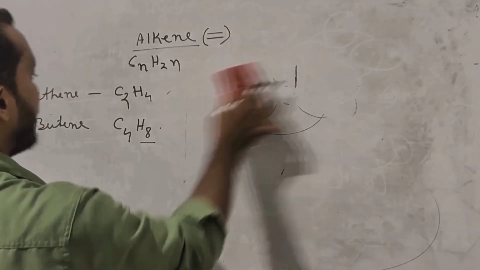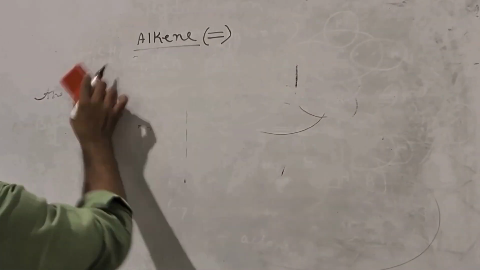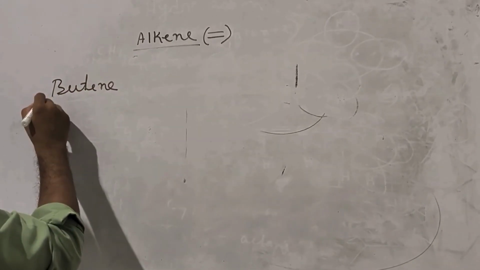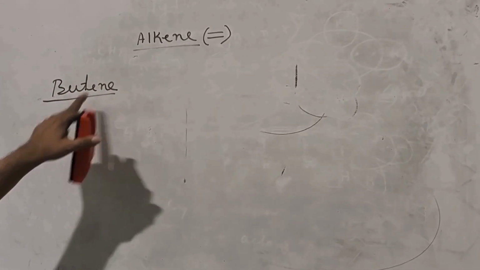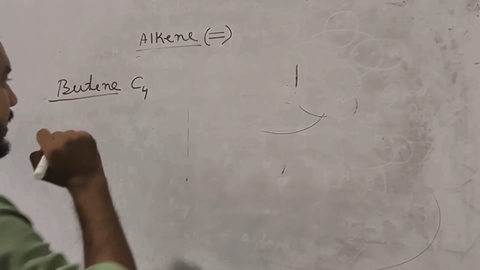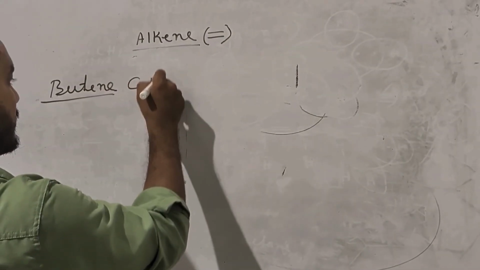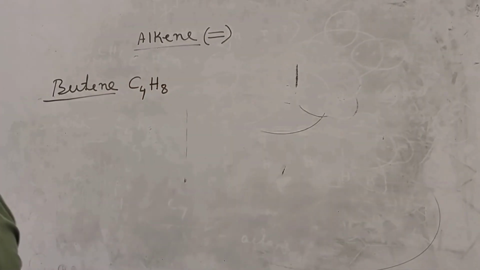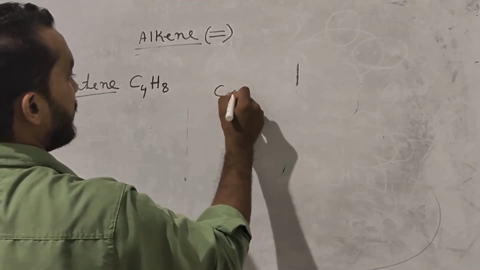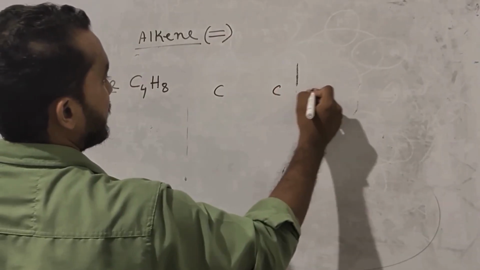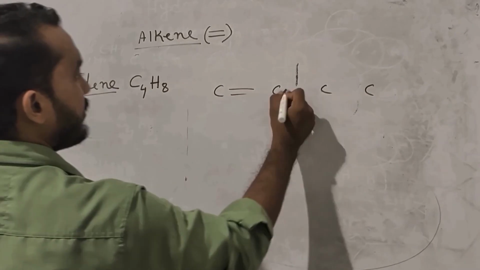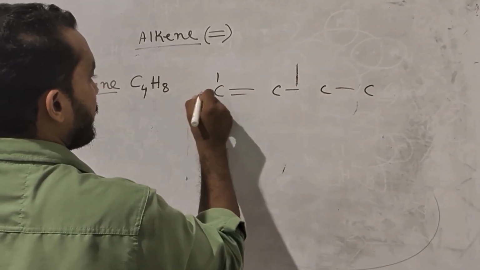Again, let me draw for butene. B-U-T-E-N-E. Butene. See, butene means what? 4 carbon. That means C4H8. How many carbon is there? 4 carbon is there, like this. At least somewhere there will be a double bond. Let me put a double bond here, like that.